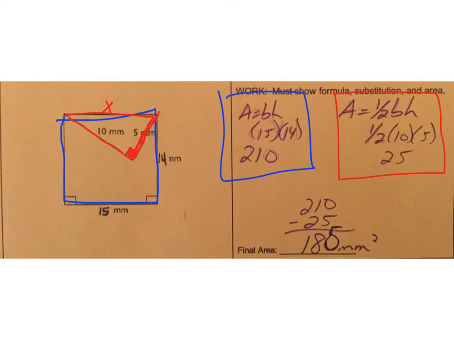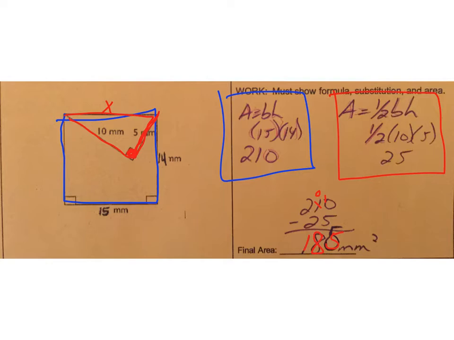Then you line them up. 210 minus 25. You borrow, and that becomes a 10. There's a 5 right here. Now 20 minus 2 is then 18, and you get 185 square millimeters.